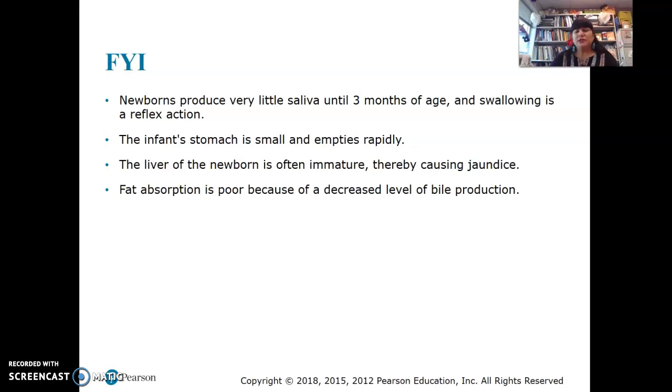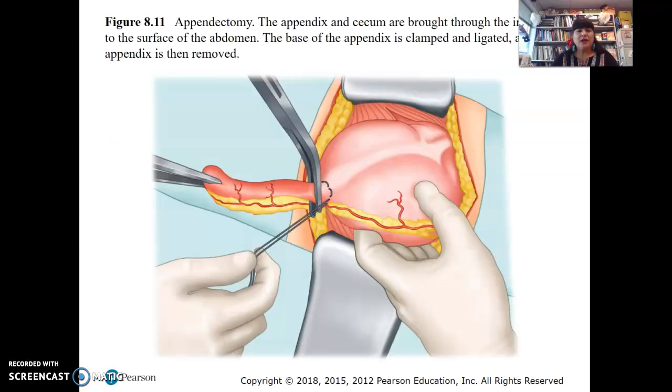So newborn, they talk about FYIs. Here they talk about appendectomy. Oh my gosh, when someone has appendicitis, remember itis, what are we talking about? We're talking about inflammation. If it's inflamed and if it's bad, it needs to be removed. If it's not removed, what will happen?